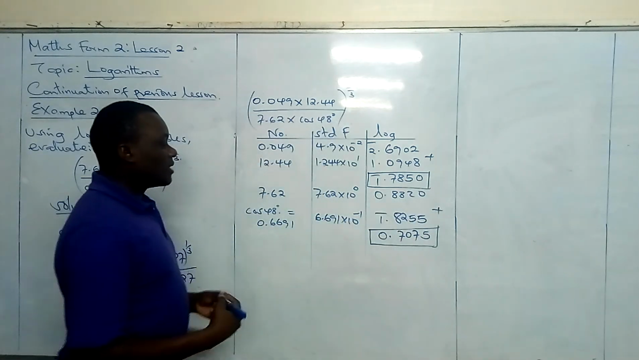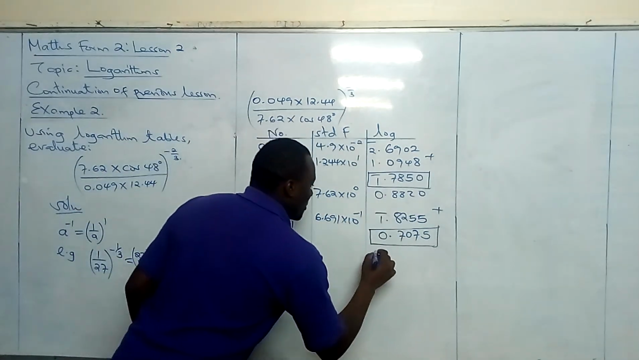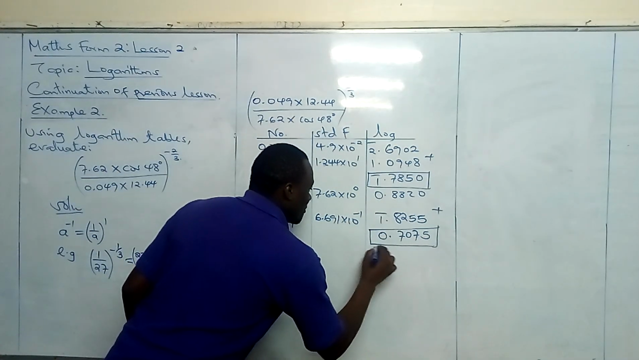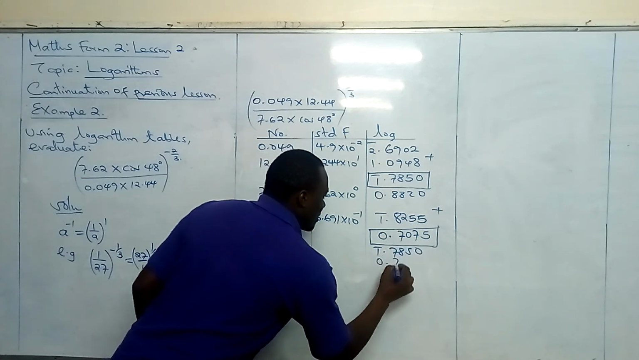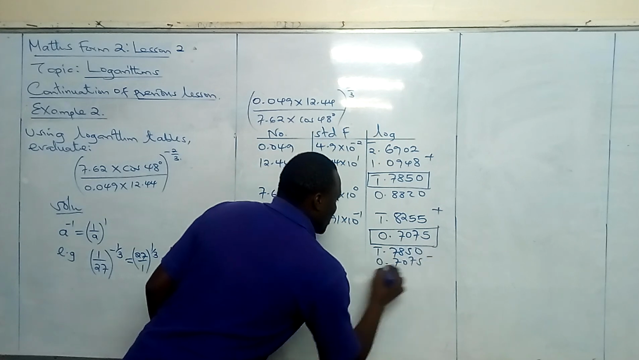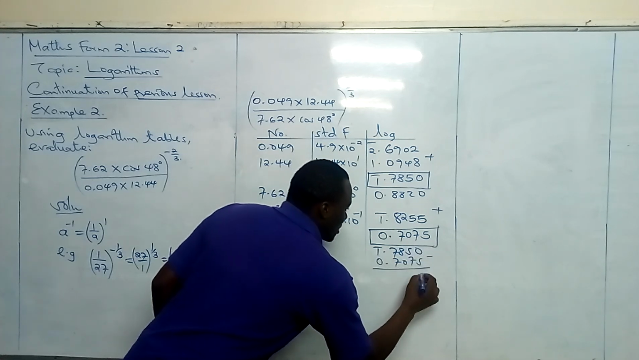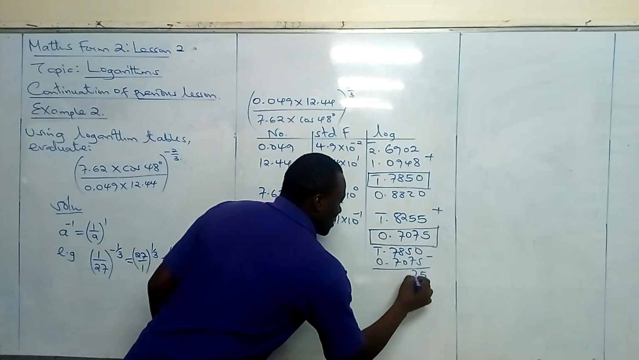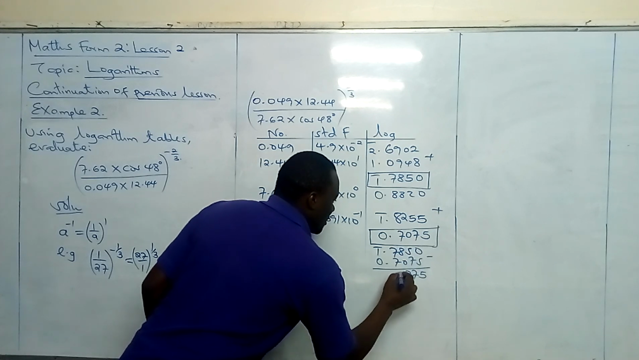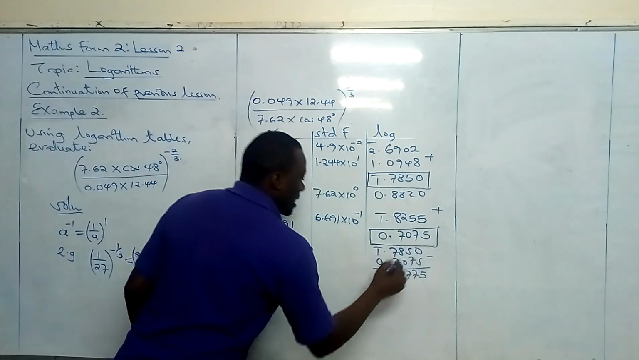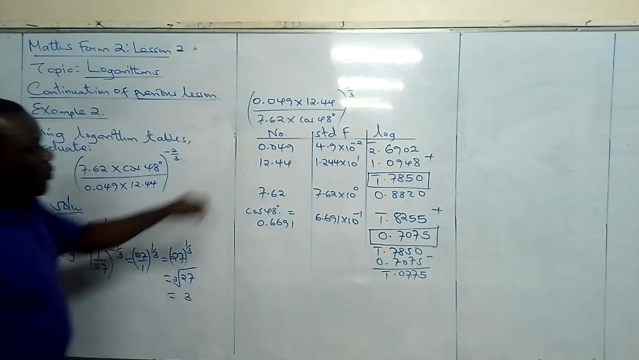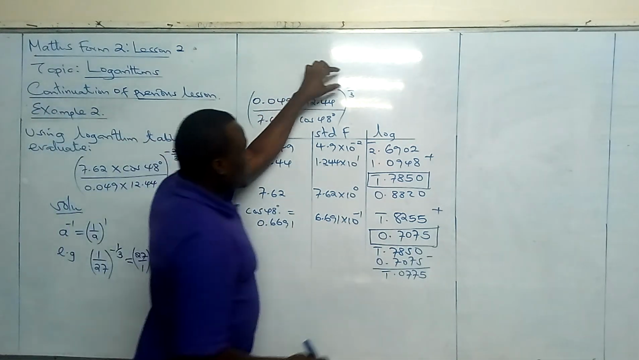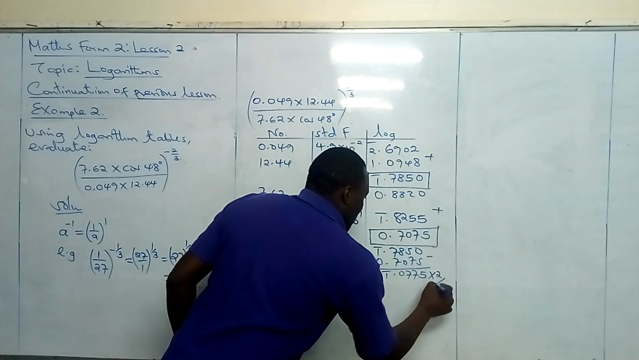We now subtract the 2. So we will bring them down here and say we have power 1, 7850, 0.7075. Then we subtract. So this will be 5, this will be 7, it will be 7, 0. Minus 1 minus 0 is minus 1. Now we multiply by 2 over 3. We multiply by 2, then divide by 3.